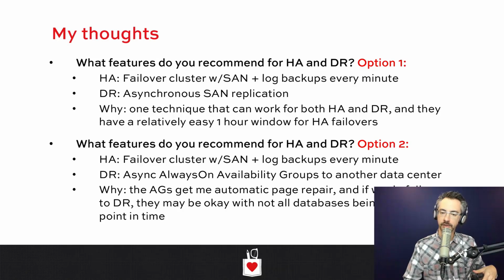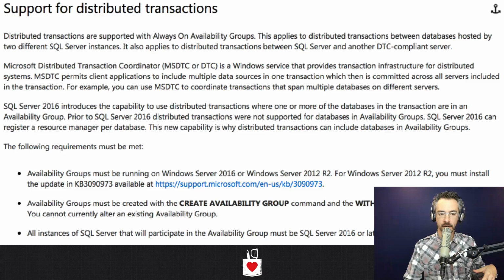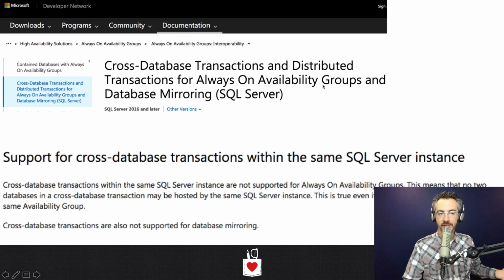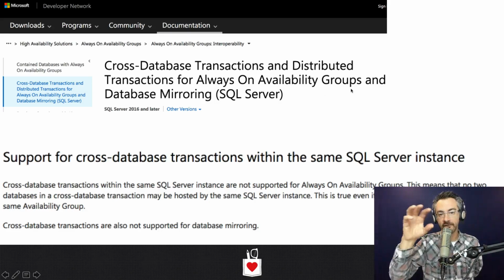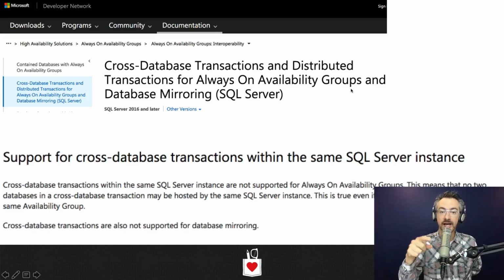Fred says there's no Microsoft screenshot in your deck for what you were showing. I'm not sure which one you're talking about. Oh, can you give the link to this article? It's this. Just write down, it's in the deck, cross-database transactions and distributed transactions for Always On availability groups.